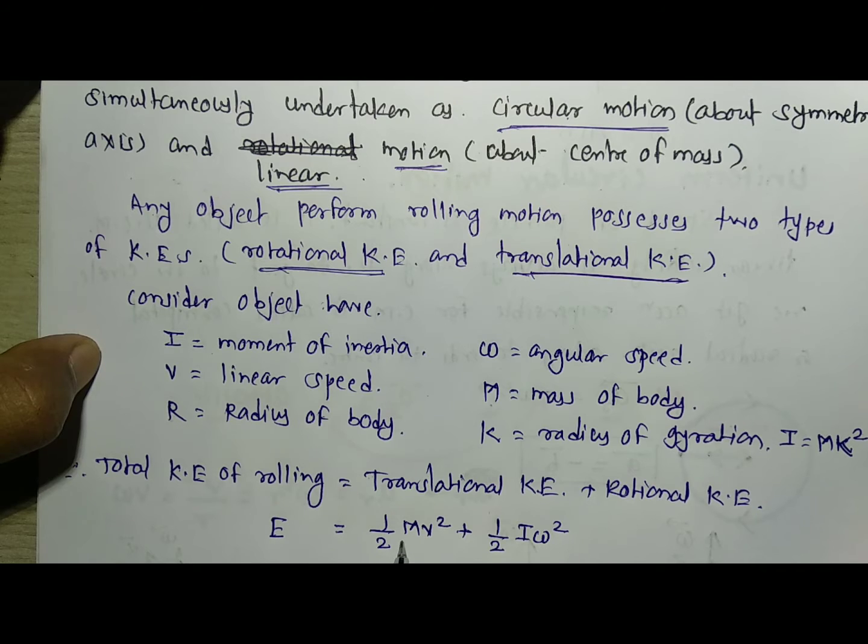We know that mass and moment of inertia are analogous quantities, and therefore m is replaced by I to get the rotational kinetic energy. V is replaced by omega. V is a linear velocity and omega is an angular velocity, therefore v and omega are analogous quantities.